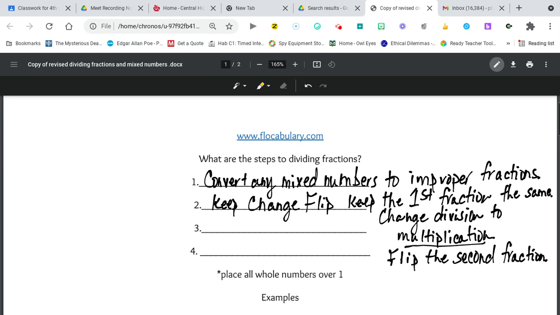Once you change your division and multiplication, you can just apply your multiplication rules. And I'm going to need a little more room. And then you're going to simplify. So you're going to apply your multiplication rules and then simplify.